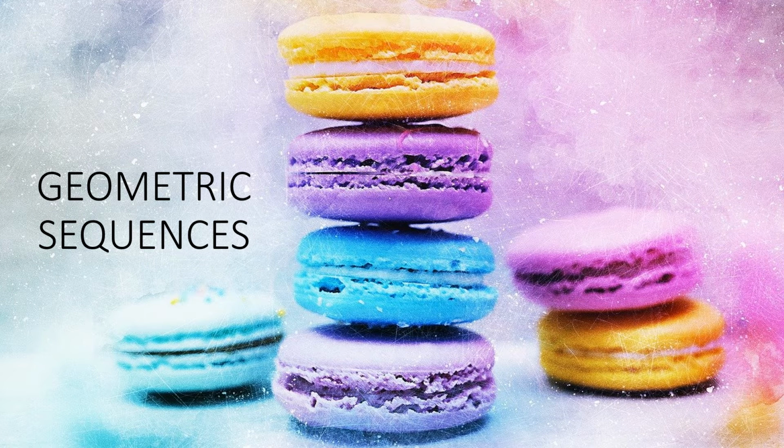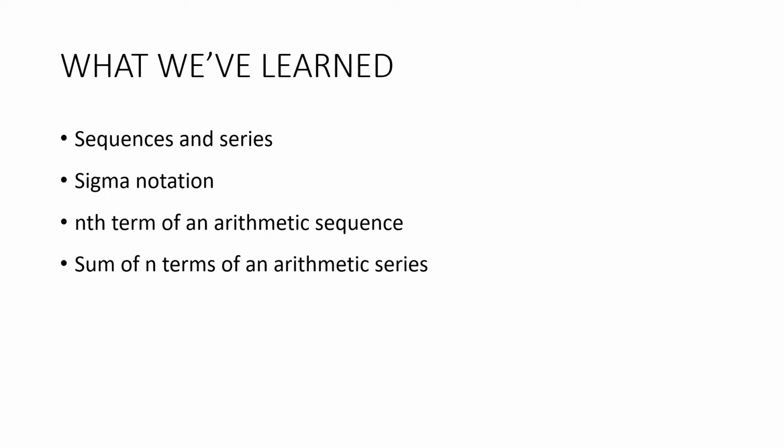Hi Year 12, this is our fourth lesson for the topic of sequences and series. In this lesson we'll look at geometric sequences. This is what we've learnt so far. We've learnt the difference between a sequence and a series. We learnt about sigma notation. Then we learnt the formula for the nth term of an arithmetic sequence and the sum of n terms of an arithmetic series.